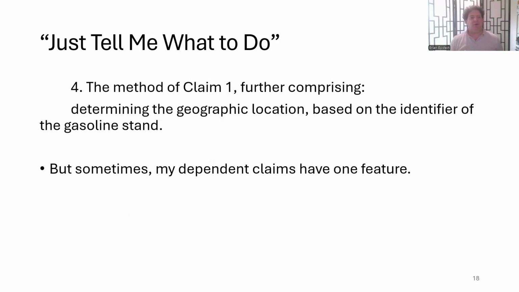Claim four, sometimes my dependent claims only have one feature. What's an example of that? Here I'm determining the geographic location based on the identifier of the gasoline stand, right? We have two different embodiments. One where it's based on the location of the gasoline stand, one where it's based on the postal code entered by the customer.